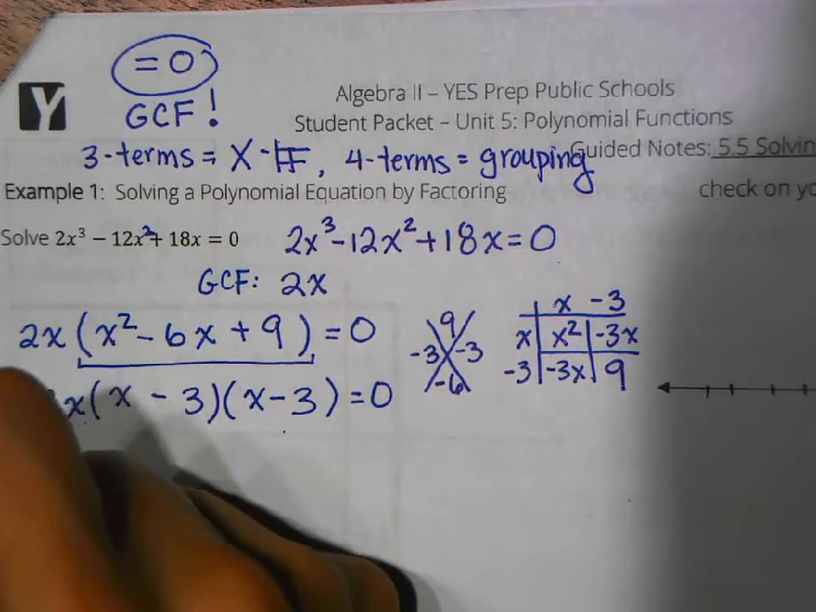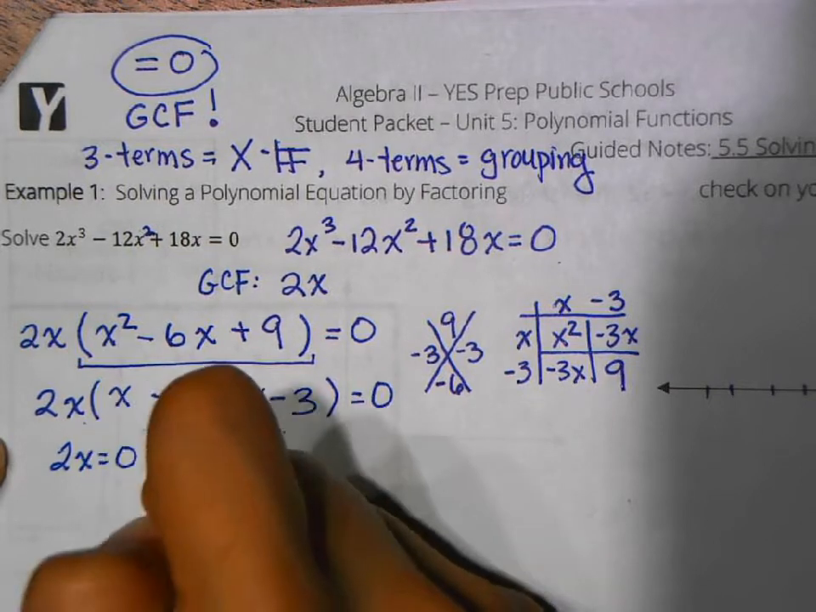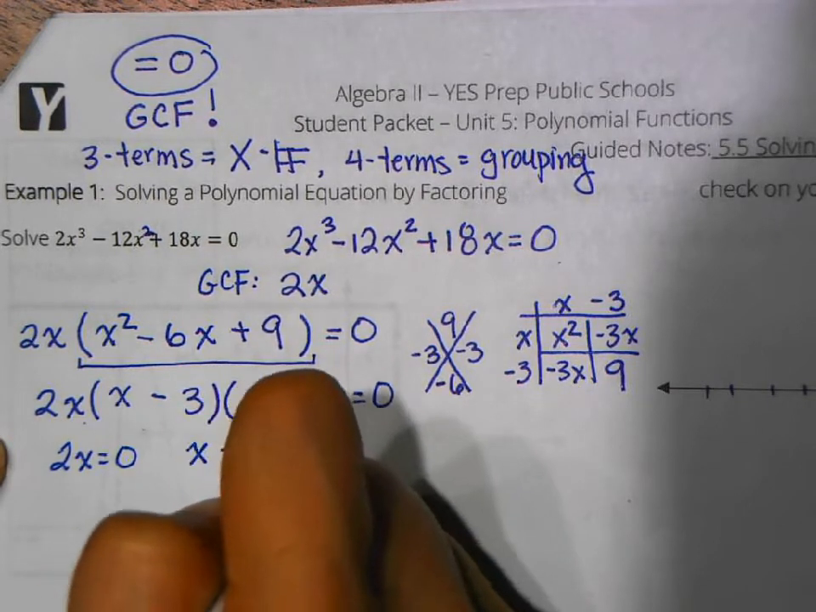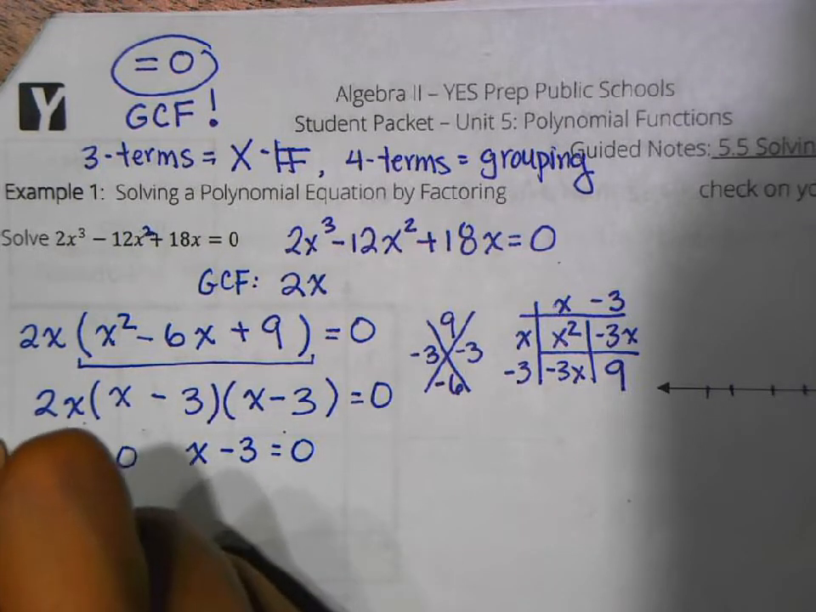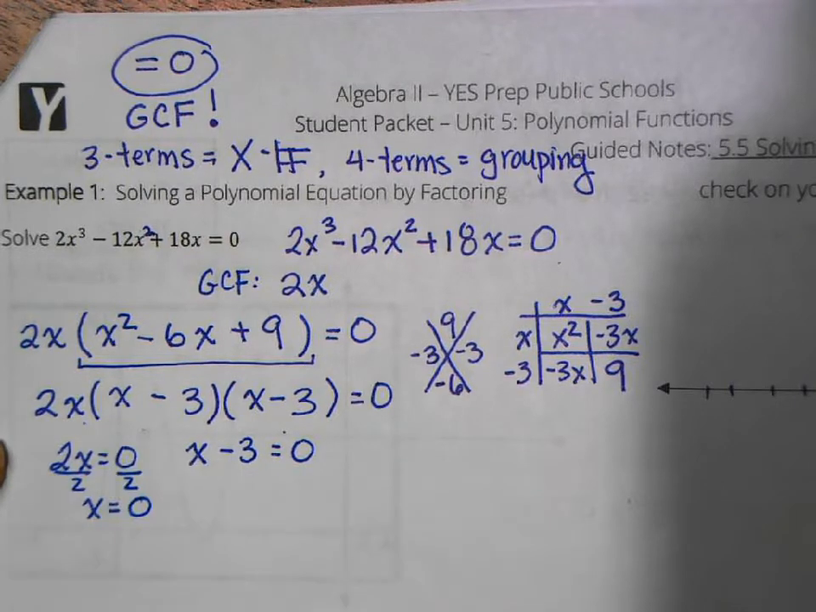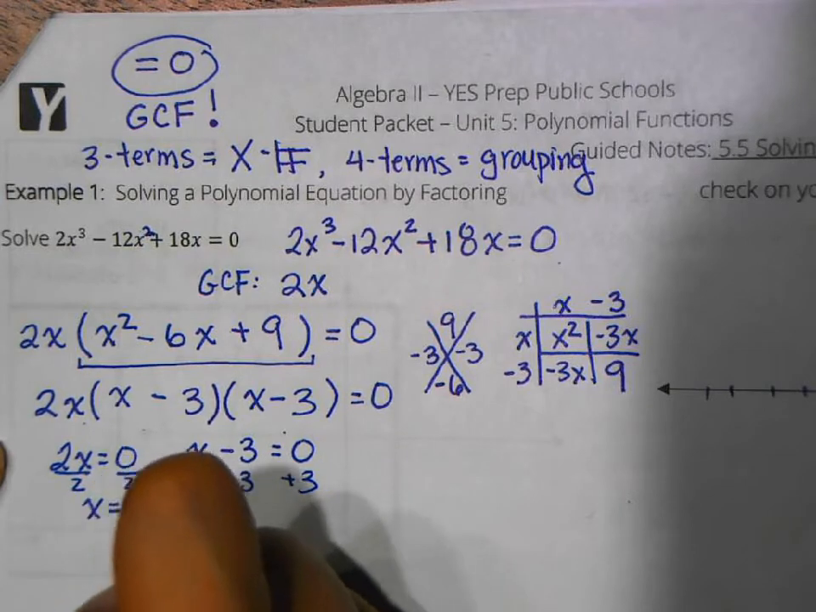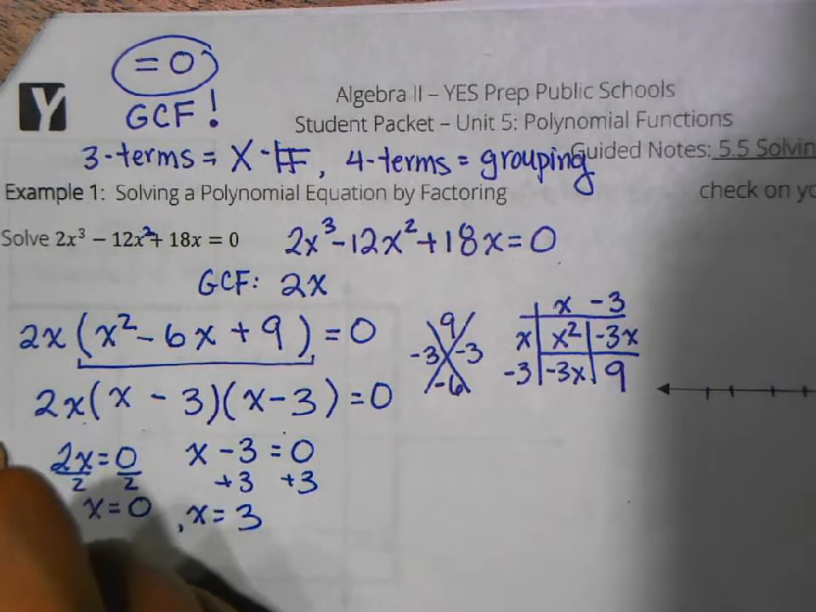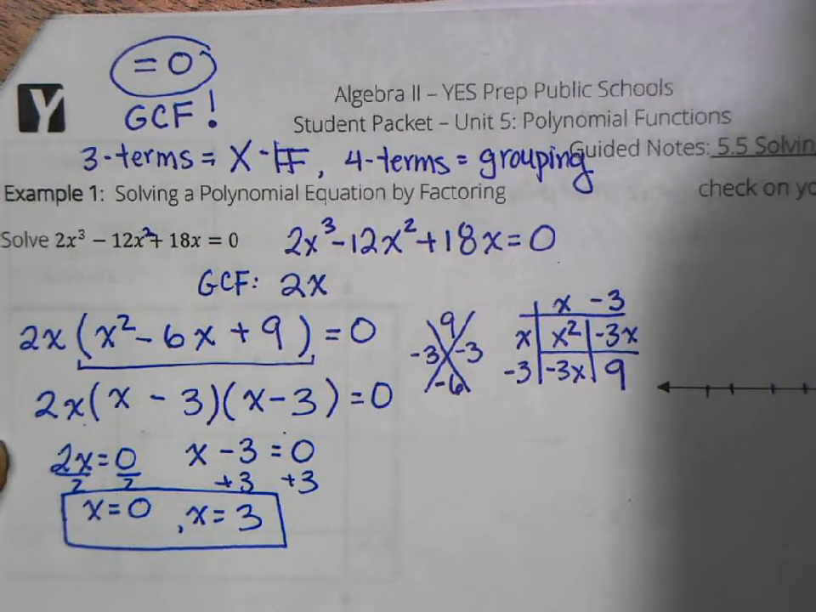So in this case, I would set each to equal 0. 2x equals 0. x minus 3 is equal to 0. Solving it, divide by 2 on both sides, so that would be x equals 0. Add 3 on both sides, this would be x equals 3. I have solved my polynomial equation.